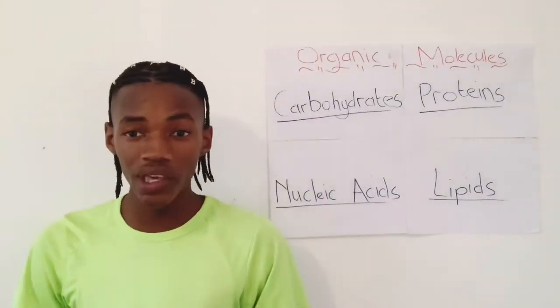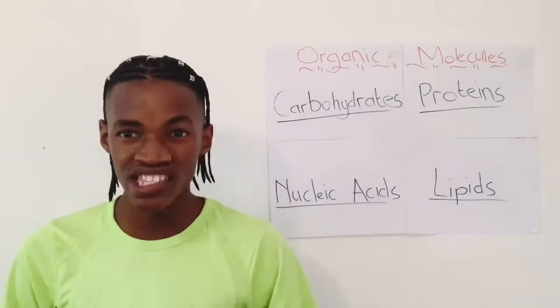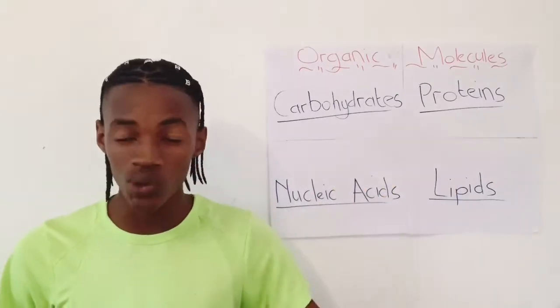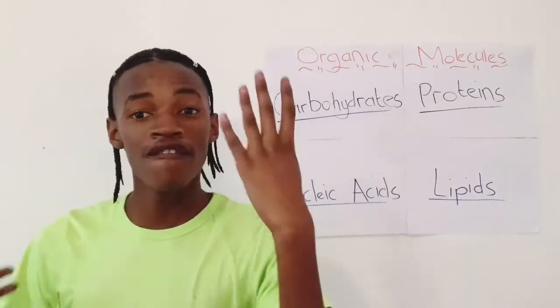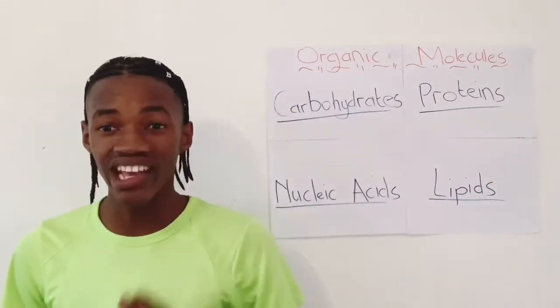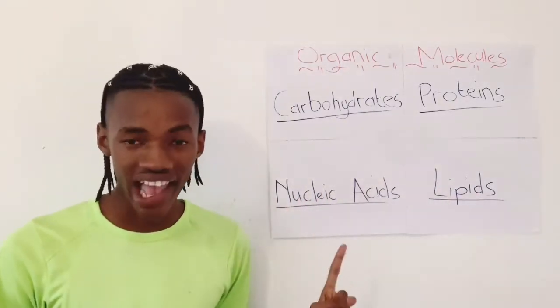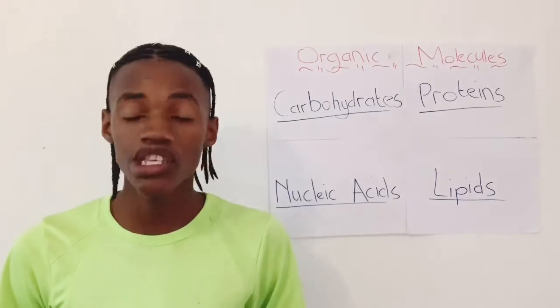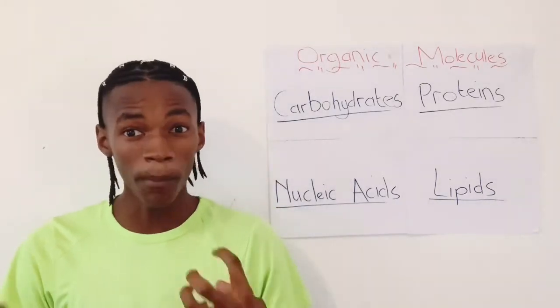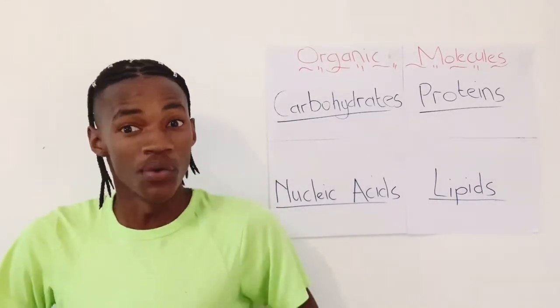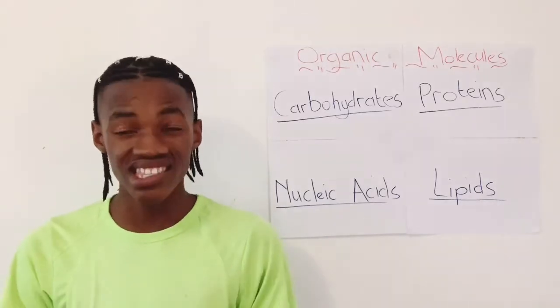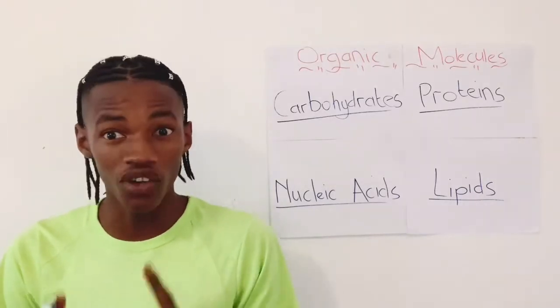So today we are going to be focusing on organic molecules, and cells contain 4 types of organic molecules, namely carbohydrates, proteins, nucleic acid, and lipids. So organic molecules are really needed in the body. They are essential, and without them the body cannot function.